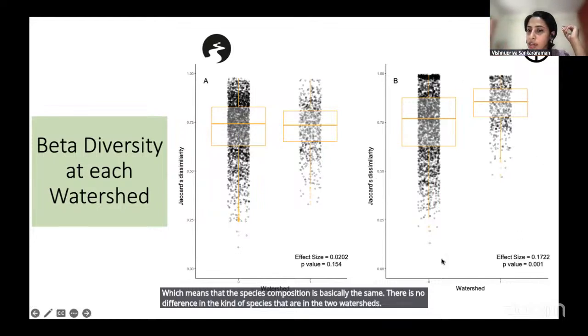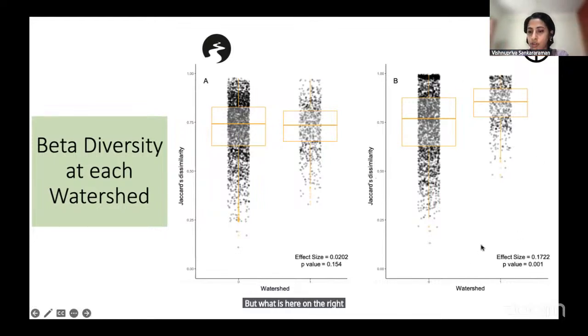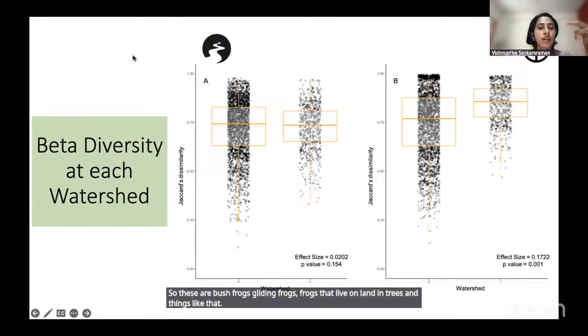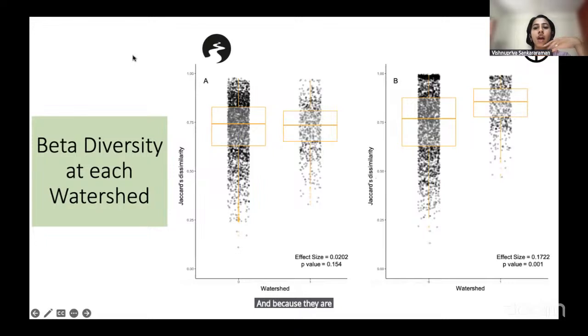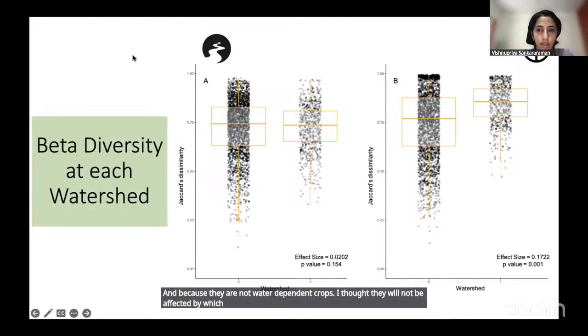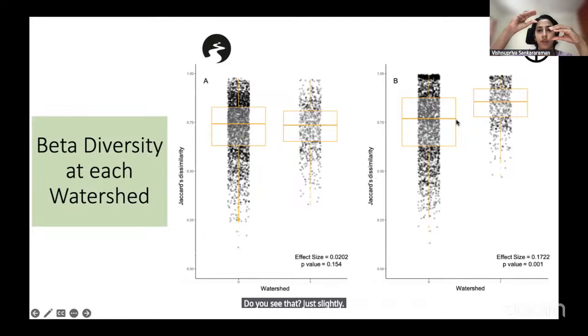But what is here on the right is the terrestrial frogs. These are bush frogs, gliding frogs, frogs that live on land, in trees, and things like that. Because they are not water dependent frogs, I thought they would not be affected by which watershed they are found in. So I thought these species would actually be more similar. But interestingly, here the orange boxes don't overlap. Do you see that? They're slightly offset from each other.